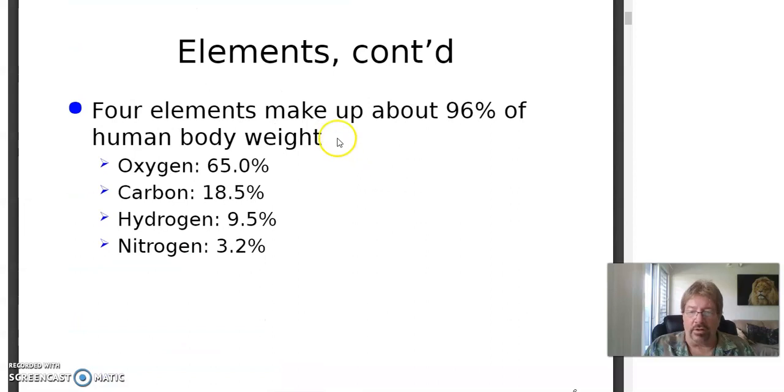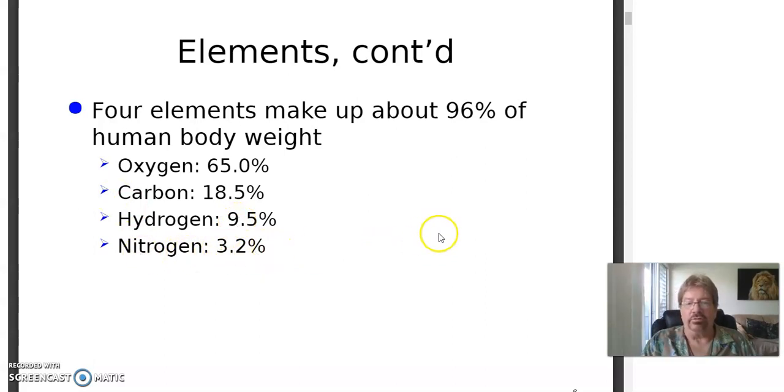There are four elements that make up 96% of the weight of the human body. They are oxygen, 65%, carbon, 18.5%. Carbon is particularly important for living things. Hydrogen, 9.5%, and nitrogen, 3.2%. So most of our body is composed of just these four, but there are four extremely important elements.